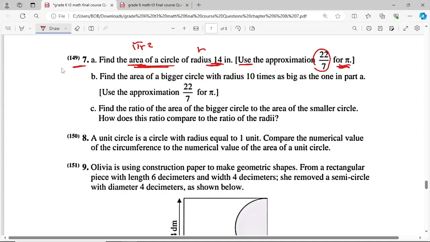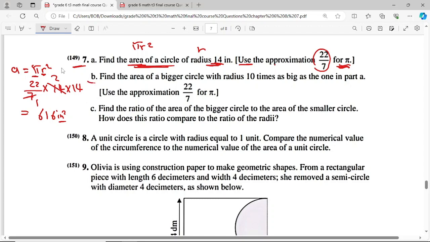Okay, that means I will say here the area would be equal to pi r square. So pi will be 22 over 7 multiplied by r square. That means 14 multiply 14. So 7 over 1 by 14 over 2. So that means the answer will be equal to 616 inch square. Okay.